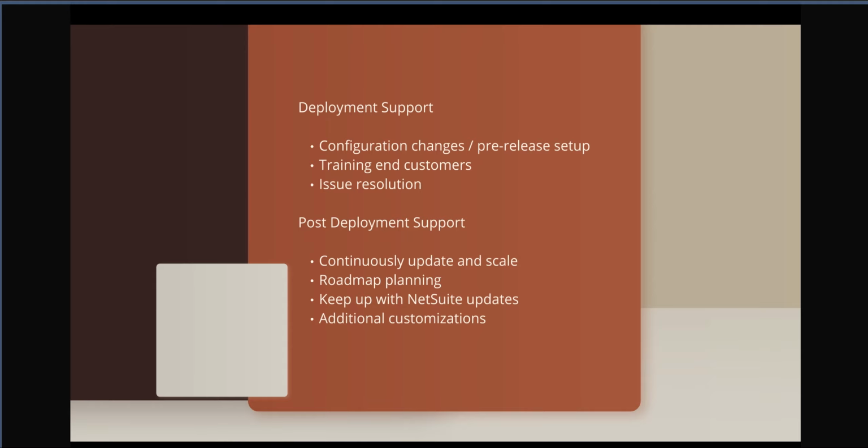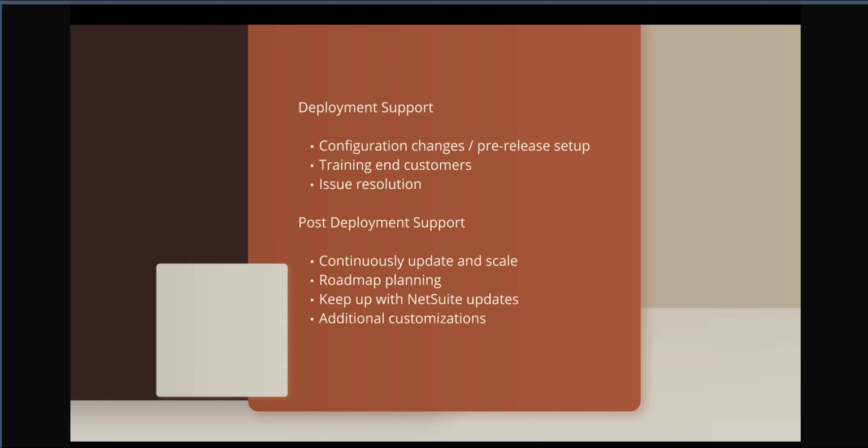And once we have the app certified and ready to be published, the next step that we're going to look at is the deployment support and the post deployment support. Once the Suite app is published and ready for customers, we can help you with the deployment of this app to your end customers. We can take care of any configuration changes or pre-release setup that needs to be done on the end customer account to ensure a smooth deployment of the app. We can also help with training the end customers on how to use and operate the Suite app, and we can also conduct training sessions internally for your teams if needed.